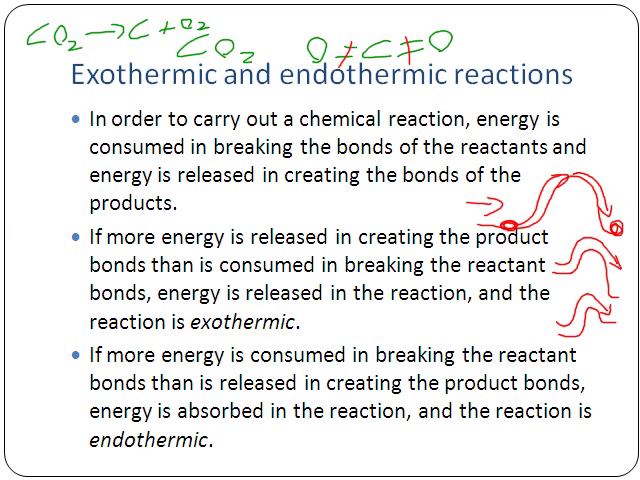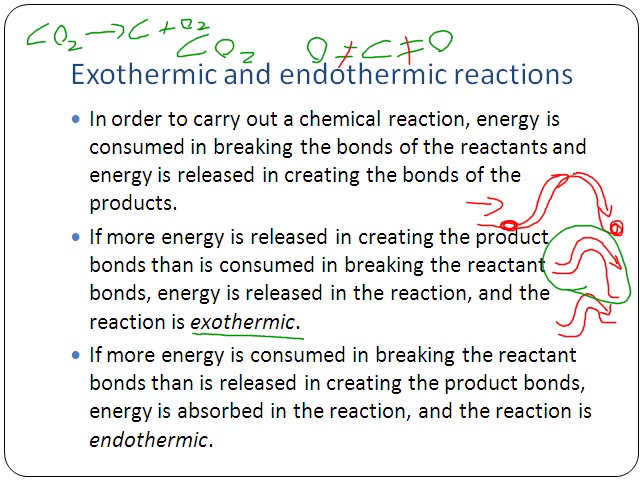So if more energy is released in creating the product bonds than is consumed in breaking the reactant bonds, that would be like this first case we talked about, where you get more back than it took to put in the first place. Energy is released in the reaction, and this is called an exothermic reaction. Exo means outside. If you do a chemical reaction and it gets warmer, this is a very good indication that it is an exothermic reaction, because it took some energy to break the bonds, but when the new products formed, they released more energy than what you had to put in. Now, the opposite of that is also possible.